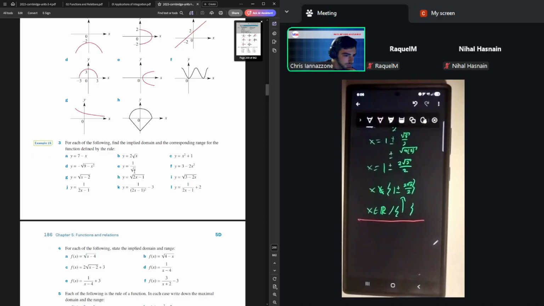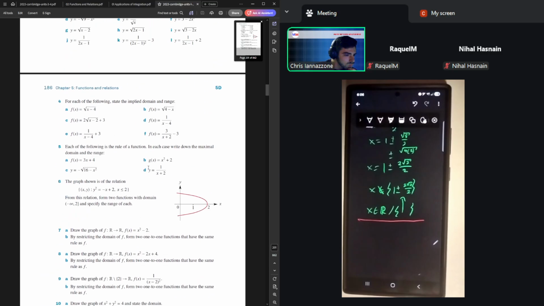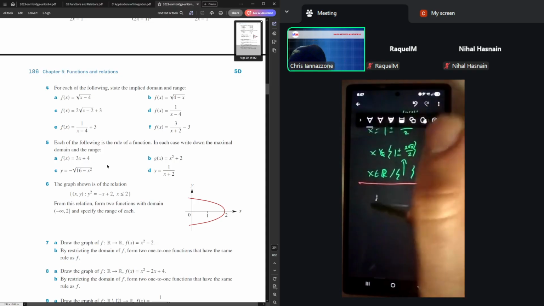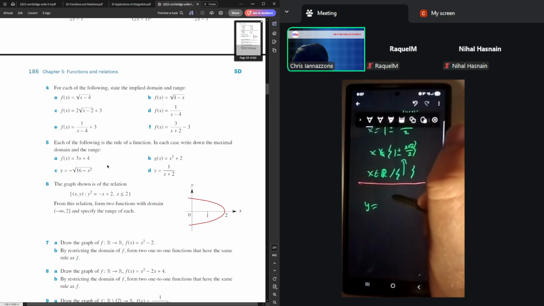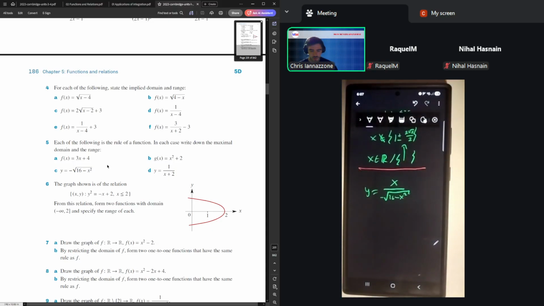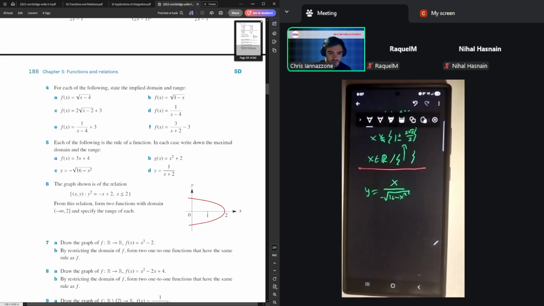Okay, what's the weirdest one that we can do? Yeah, they don't get too strange. Maybe we'll do something like this. So we'll do y equals x over negative root 16 minus x squared. That'll make it a bit more complicated. How are we going to do this one?